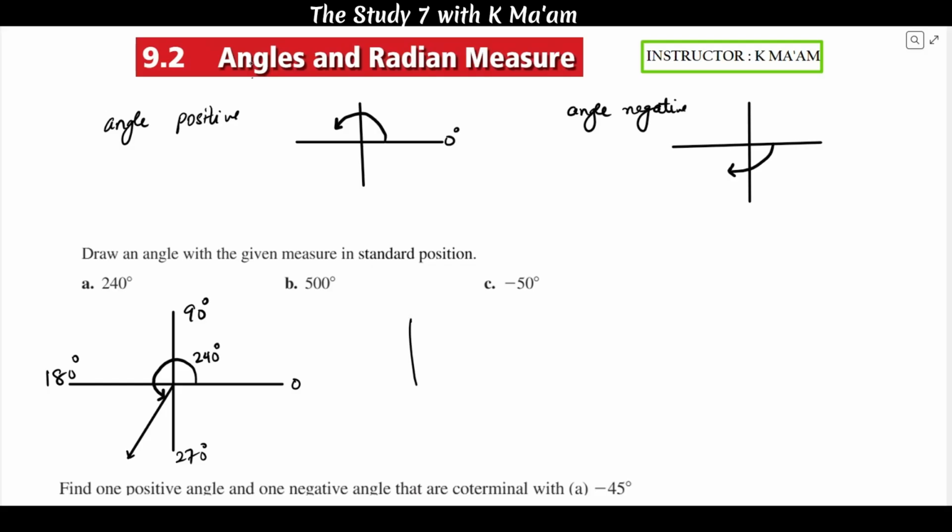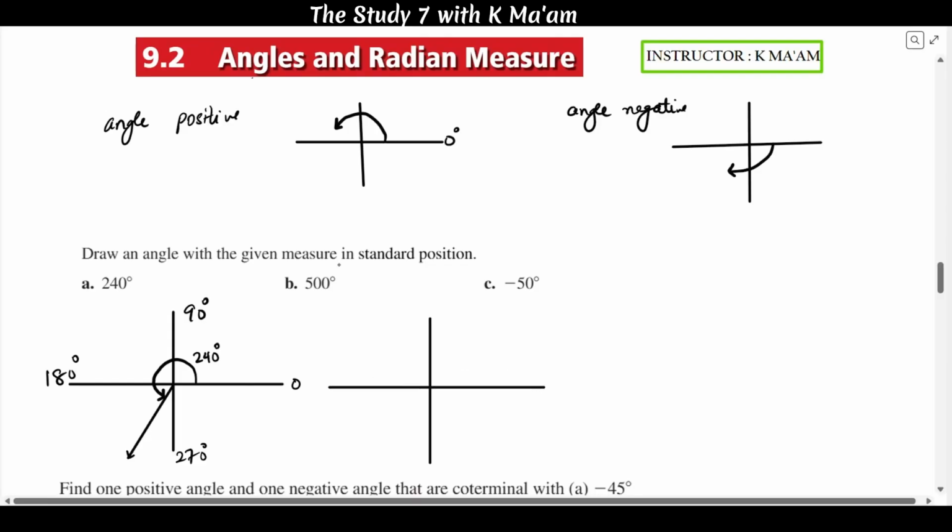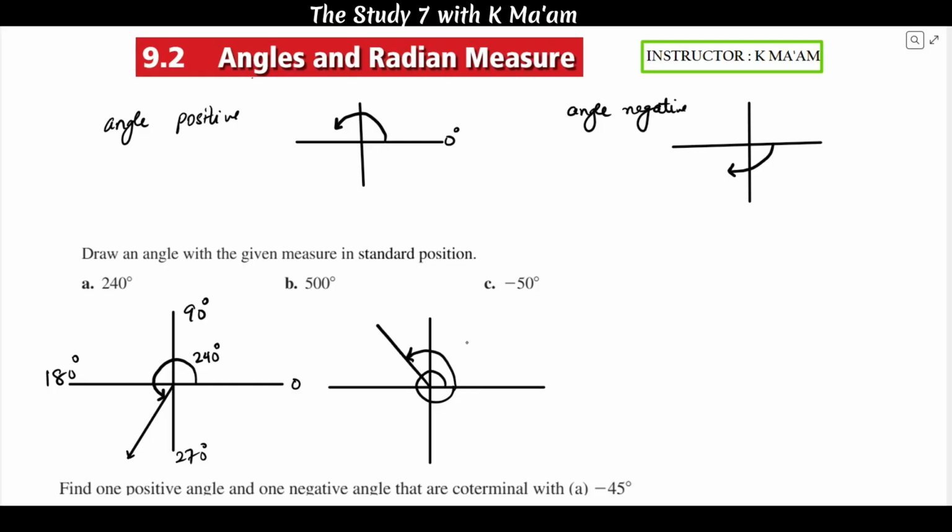Now, if it is 500, in one quadrant, a complete circle forms one circle only up to this 360. But we need 500 degree. How much more do we need? We need 140 more. So after that 140 there, this is 500 degree.